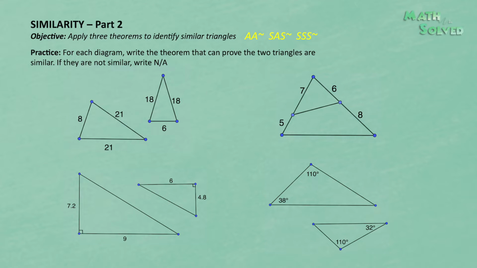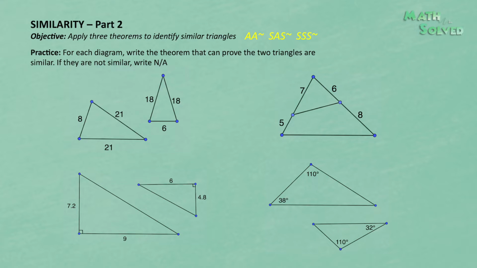In this video, we are going to look at more practice. Here, for each diagram, write the theorem that can prove the two triangles are similar. If they are not similar, then write NA. Okay, now you can pause me for a while and try by yourself. Okay, now I'll assume you are back.